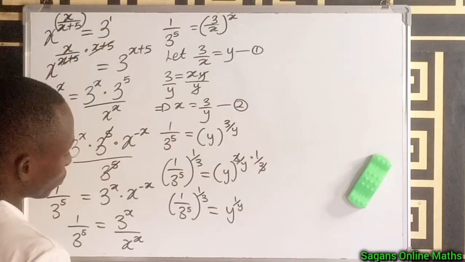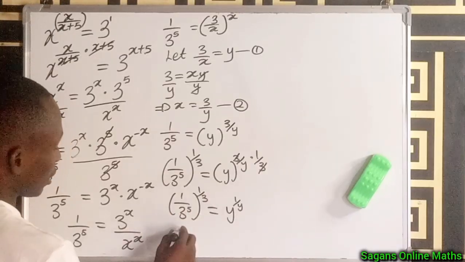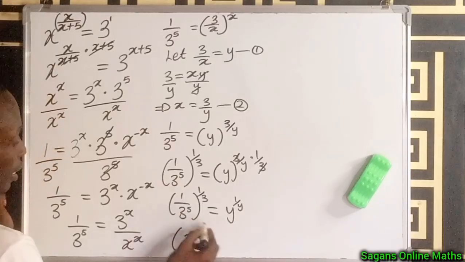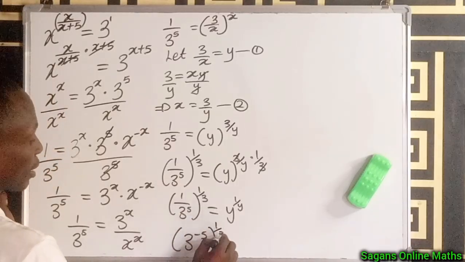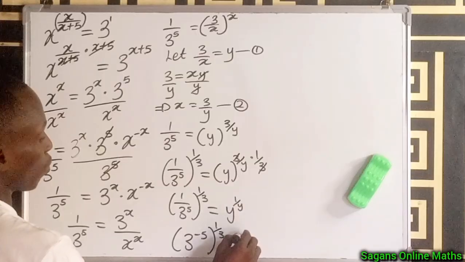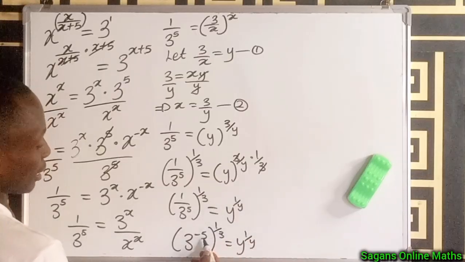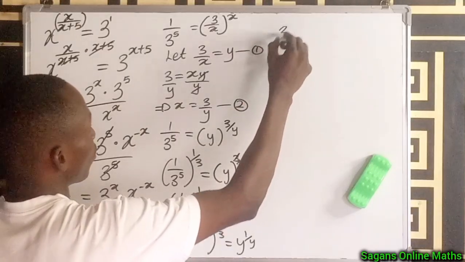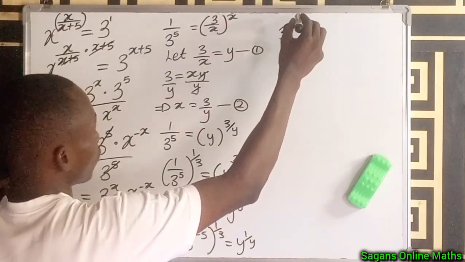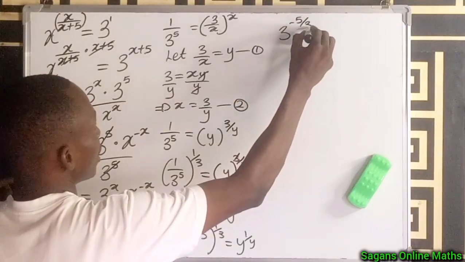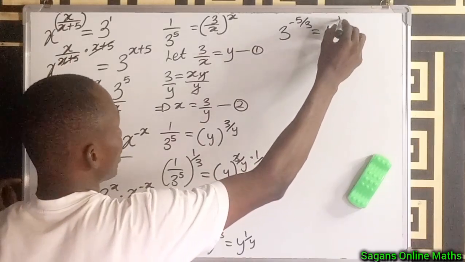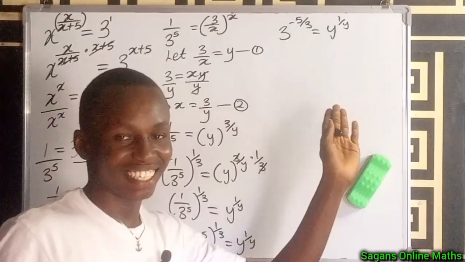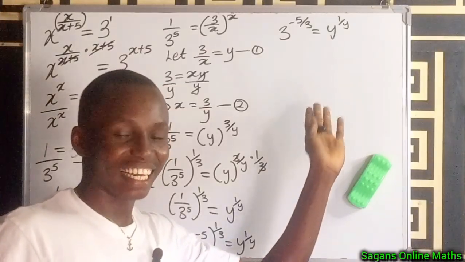Now what am I going to do? I can write this as 3 to the power of minus 5, by obeying the properties of indices here, or to the power of 1 divided by 3, equals y to the power of 1 over y. And the index inside the parentheses can multiply the index outside. This is 3 to the power of minus 5 over 3 equals y to the power of 1 over y. Wow, this is amazing. This is pocket genius, right? Now, what are we going to do?